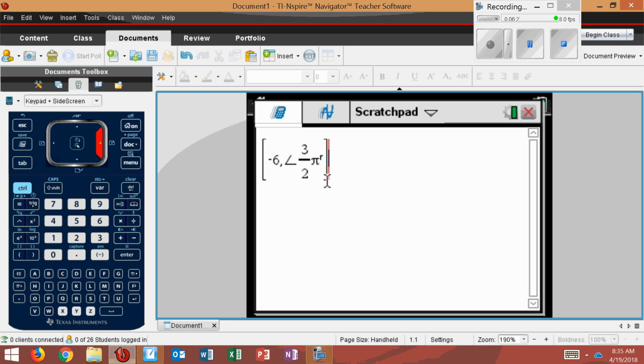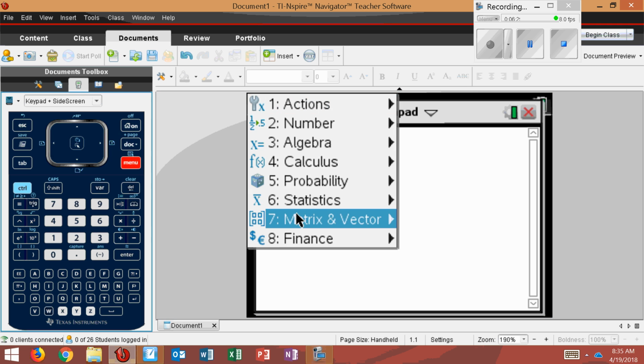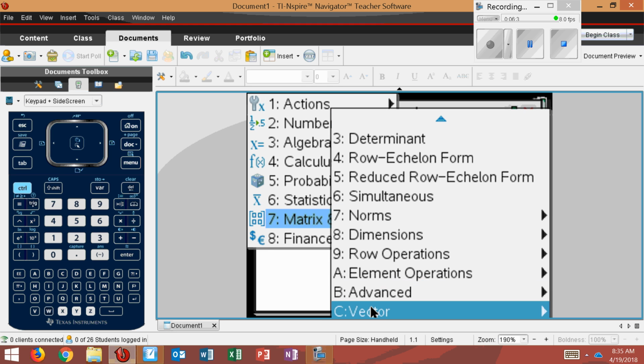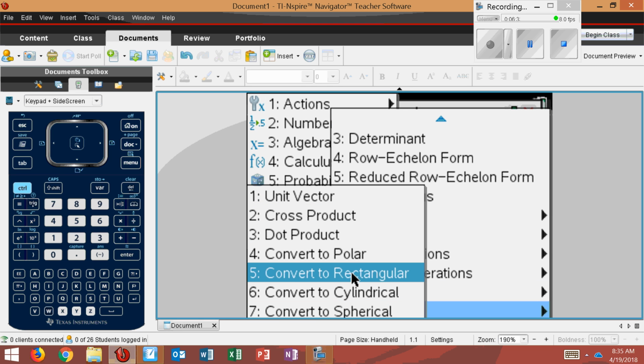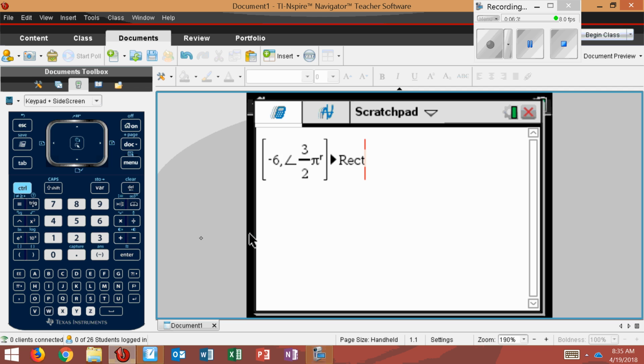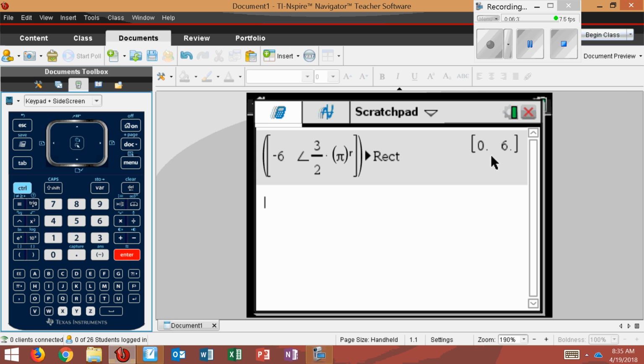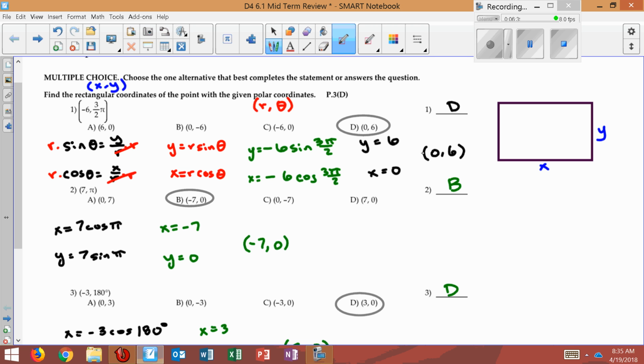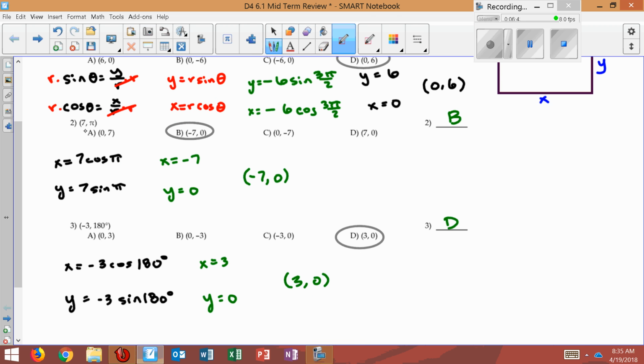You can go through menu, vectors, and choose convert to rectangular, or you can just press enter. The calculator will automatically convert things to rectangular. And we get 0.6. What was our original answer? 0.6. Let's try this one, 7 comma pi.